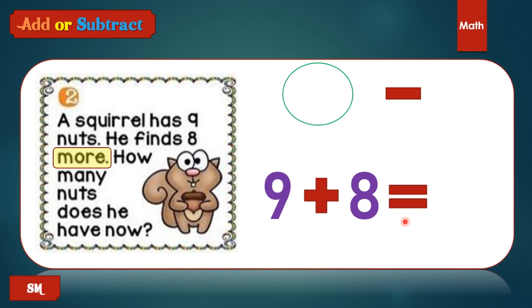I think it's easy. Put the bigger number in your mind and the smaller number in your fingers. Put 8 in your fingers. Now count after 9. After 9, 10, 11, 12, 13, 14, 15, 16, 17. So the answer will be 17. Very good. Did you get it now?